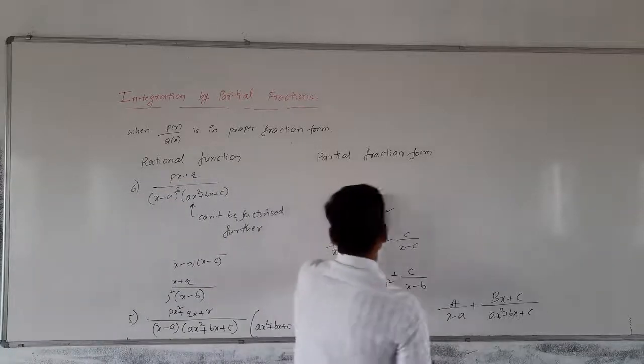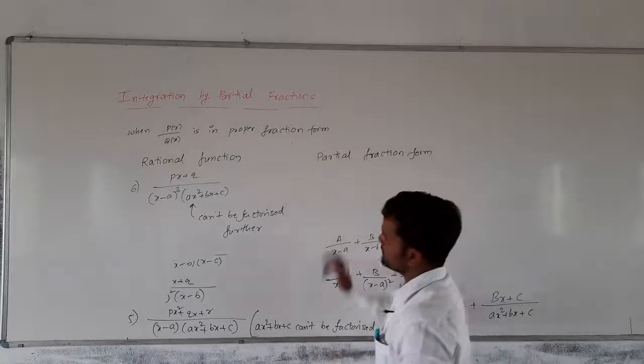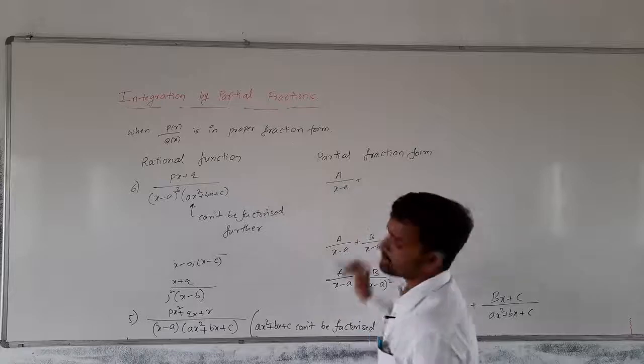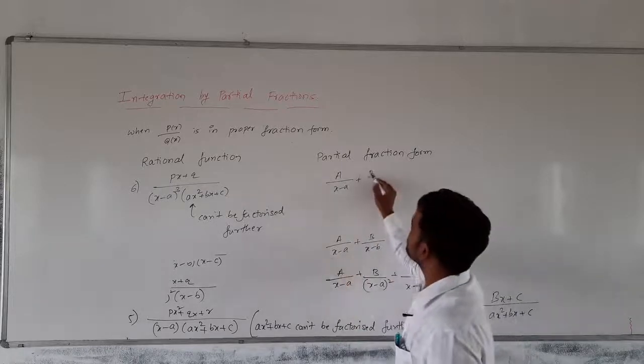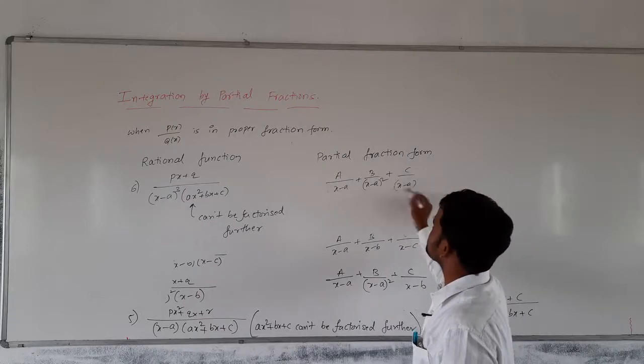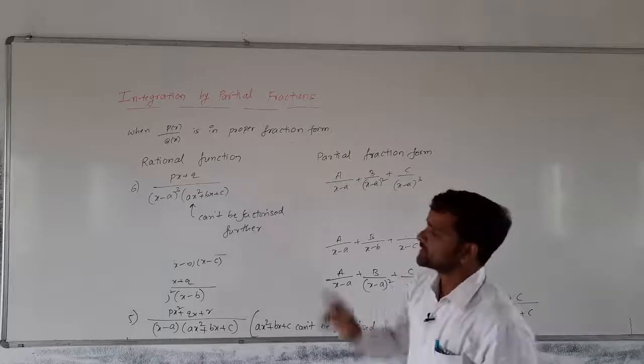We will write this as, here cube is there, x minus a whole cube is there, means this becomes a by x minus a plus b by x minus a whole square plus c by x minus a whole cube. Up to cube we have to consider like this, that part over.